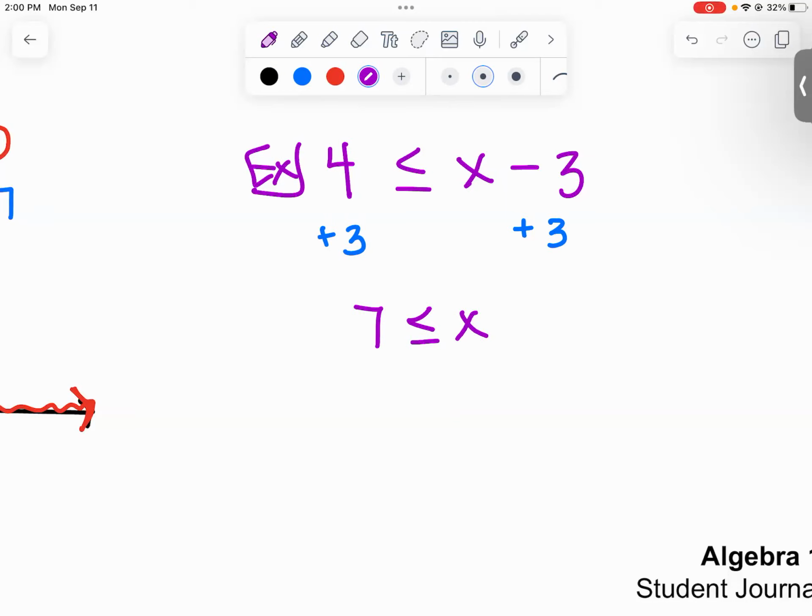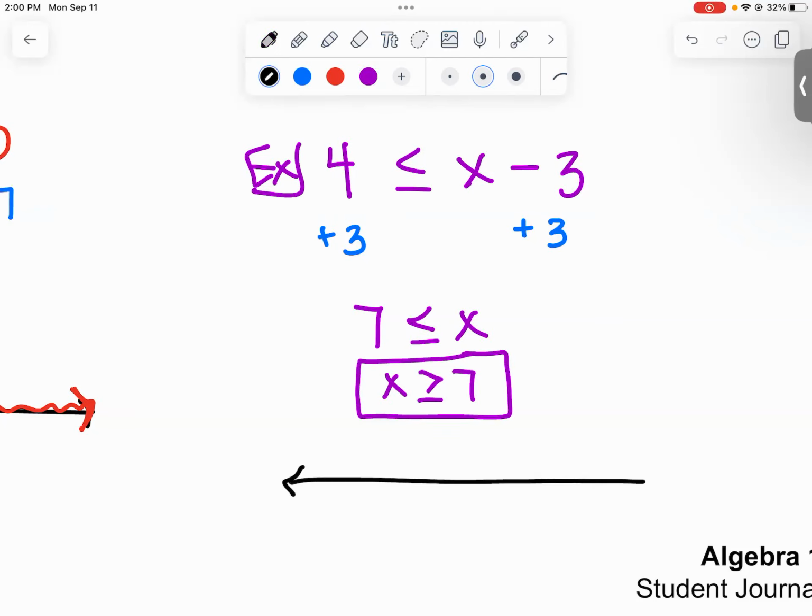I really like when the X is on the left. I'm not going to count this wrong, but it is easier for me to grade, and easier for you to graph, if you rewrite this to be X is greater than or equal to 7. I'm not saying you have to, but it might help you a little bit. Open or closed circle? Right or left? Right.